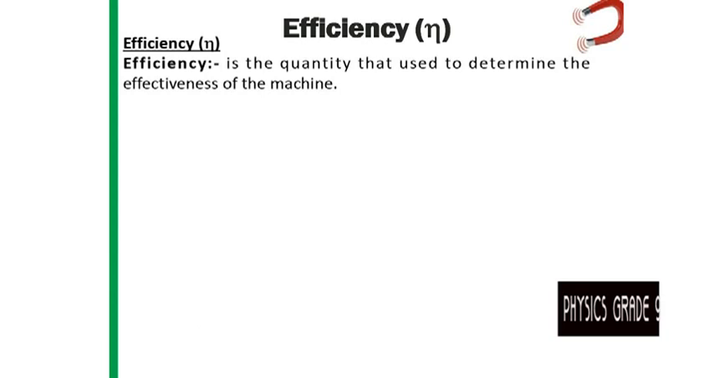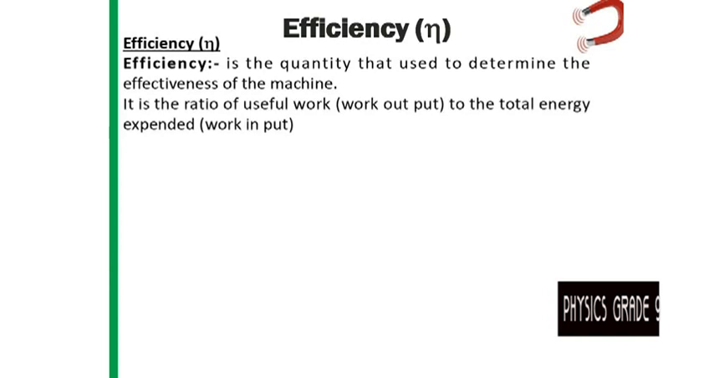Now, efficiency is usually written using this symbol here, which looks a little bit like an N, but in terms of the actual definition of efficiency, efficiency can be described as the quantity that is used to determine the effectiveness of the machine. In other words, how effective is the machine in relation to its input effort and the output load.